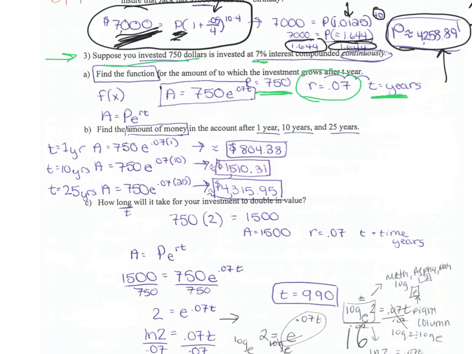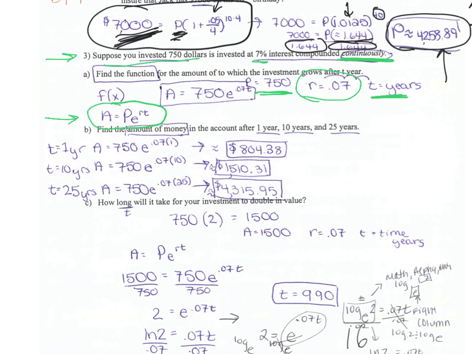Come up with a general formula. Now, keyword, if it says continuous, that's when you use A equals P times e raised to the rt. The only time you use A equals P times e raised to the rt is when it says continuous. Otherwise, you go with that other formula.